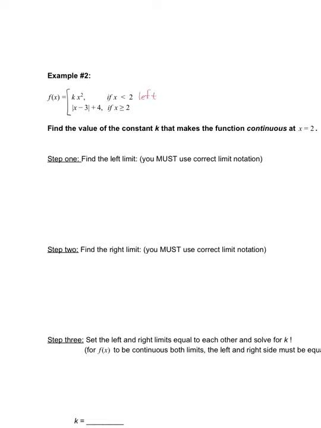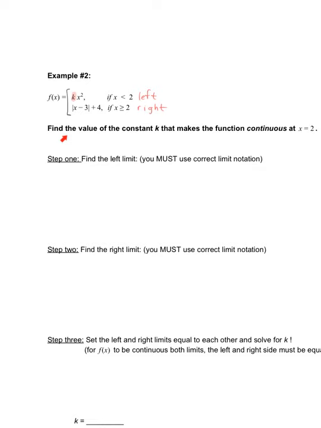And our second branch is the absolute value of x minus 3 plus 4. That is for all x is greater than 2. Greater than 2 is to the right of the 2, right of 2. That is our right function. So our goal is to find the value of the constant k. So this k right here, k represents a constant. Remember, constant is a number.